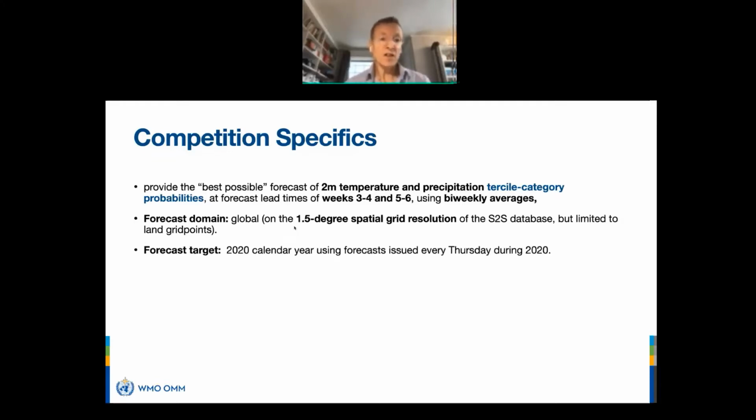And then in terms of what we'll be verifying and competing on, the target will be the 2020 calendar year, using forecasts issued every Thursday during 2020.